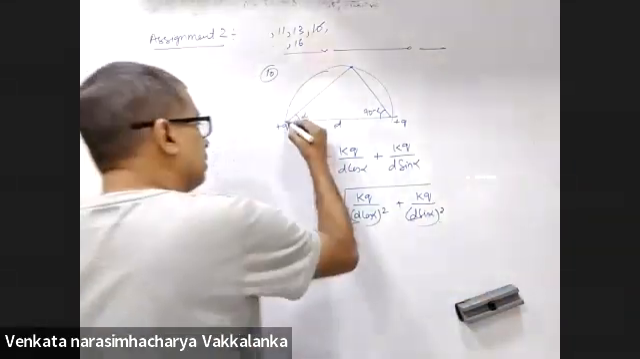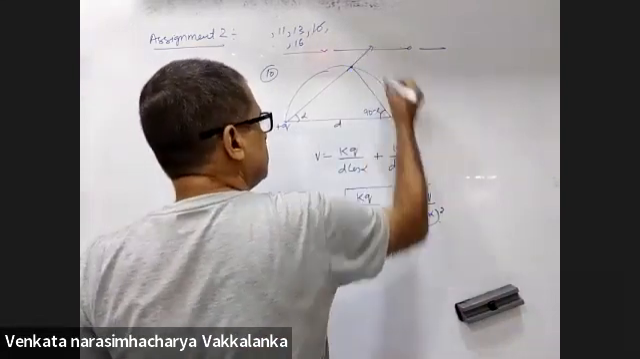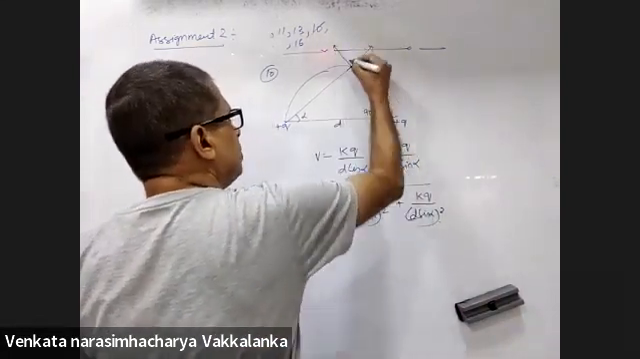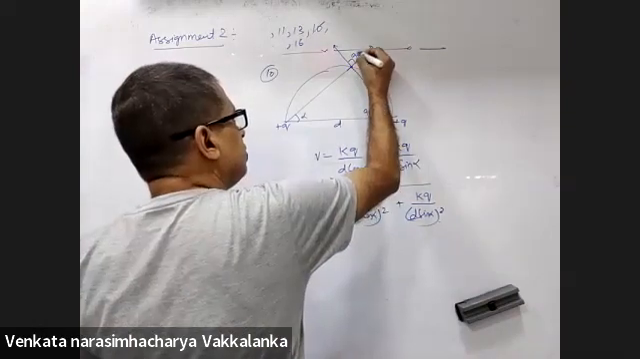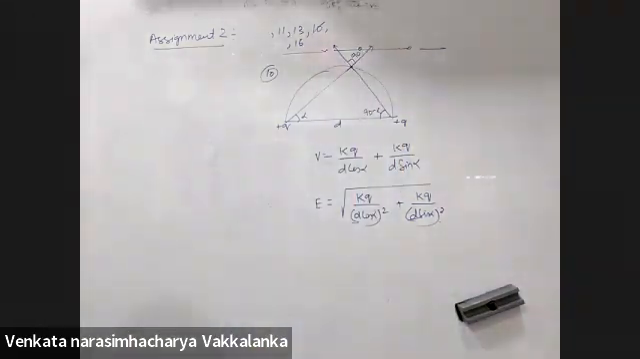Field will be, because of this the field will be this way, because of this the field will be this way. Will the angle between them be 90 degree or not? Yes, sir. If the angle between them is 90, resultant root over of, you will take or not?